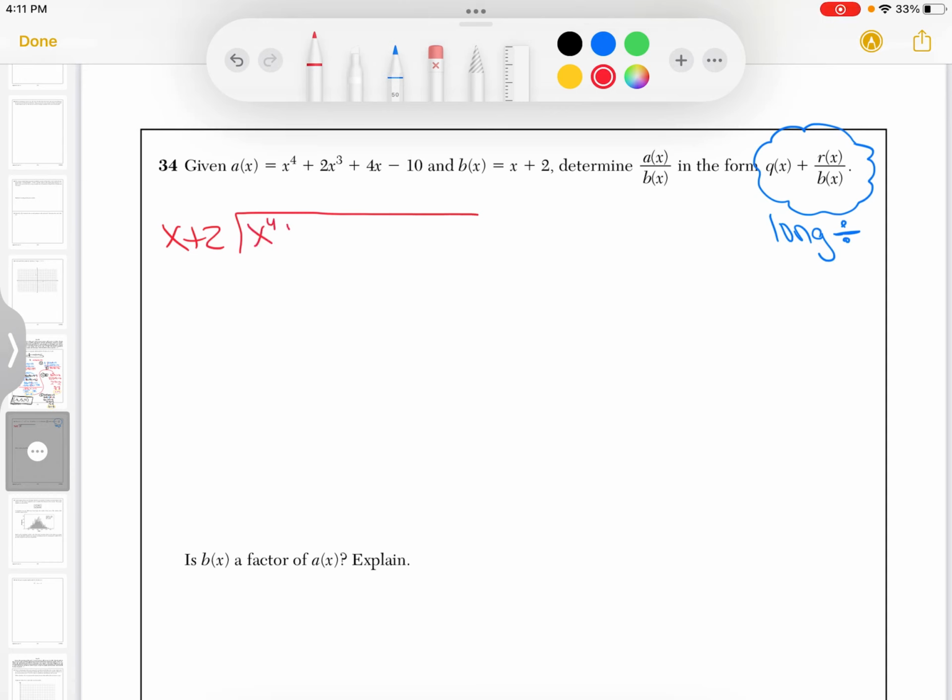And underneath here, I'm going to put x to the 4th plus 2x cubed, and then I realize I'm missing a term in here. I'm going to put in the plus 0x squared and then bring the rest down. That step is not necessary, but I do think it helps you later on when you're trying to add together x squared terms here, so that you don't make a mistake and accidentally add it to this guy.